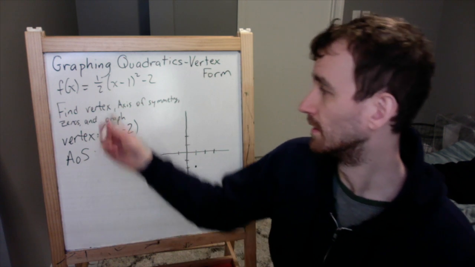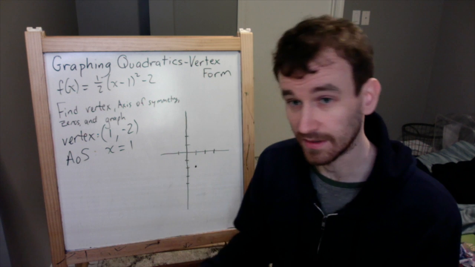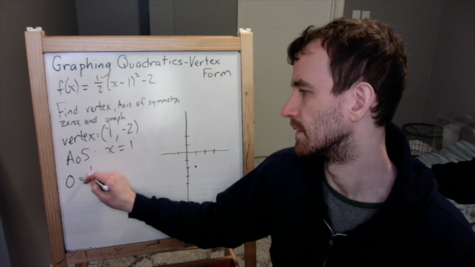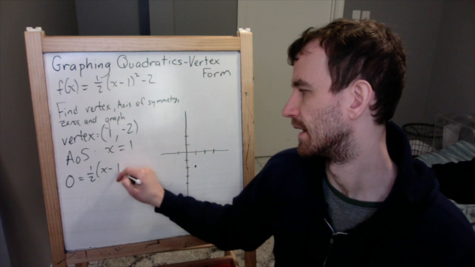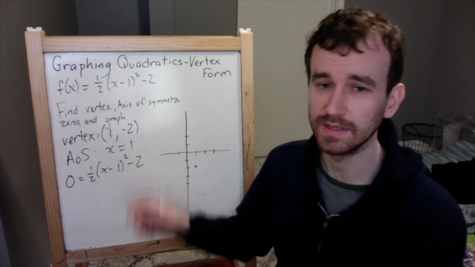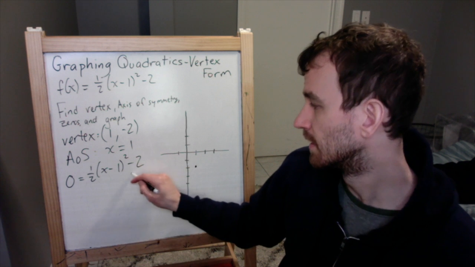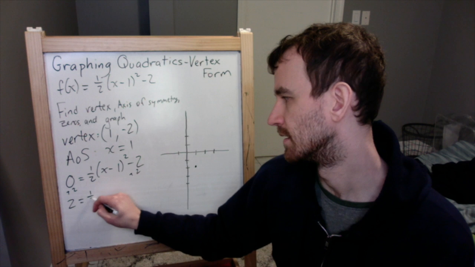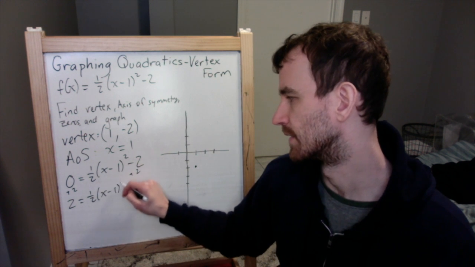Now remember, in vertex form, we know how to find the zeros. Just plug in 0 for f of x. So to find the zeros, we go 0 equals 1/2 (x minus 1) squared minus 2. We did this a lot when we were completing the square. Add 2 to both sides. So we get 2 is 1/2 times (x minus 1) squared.